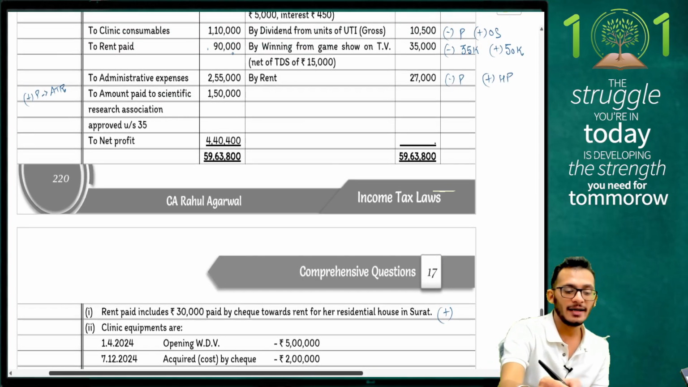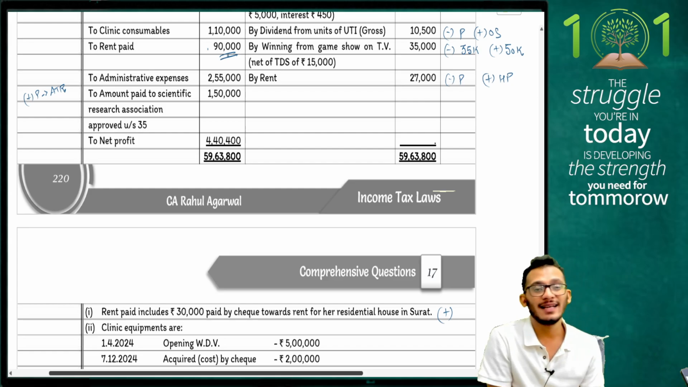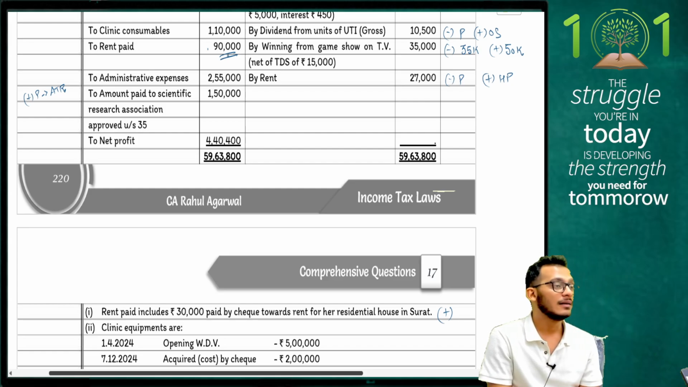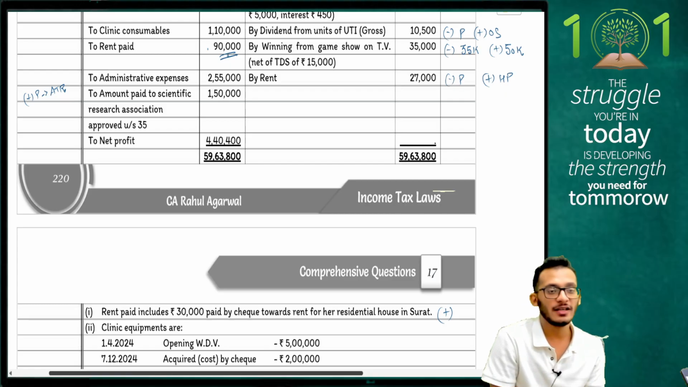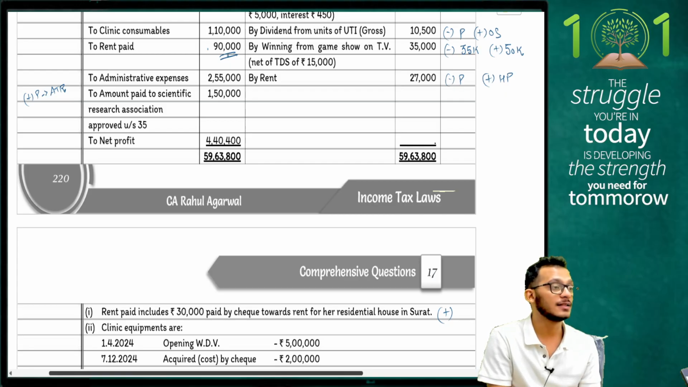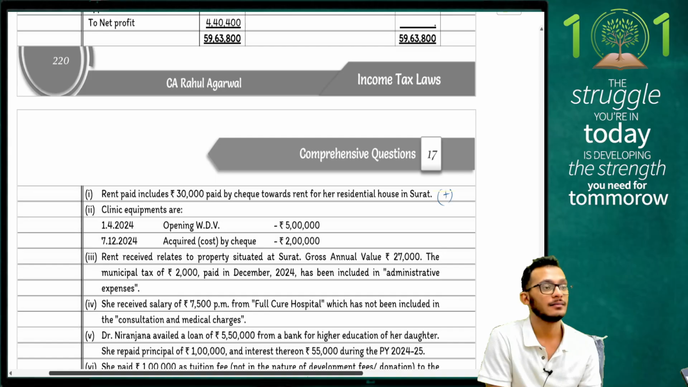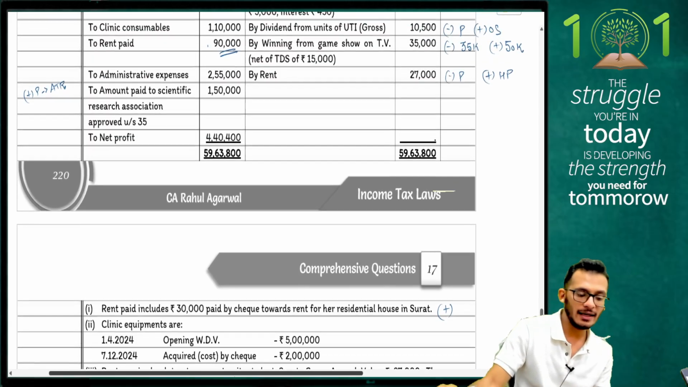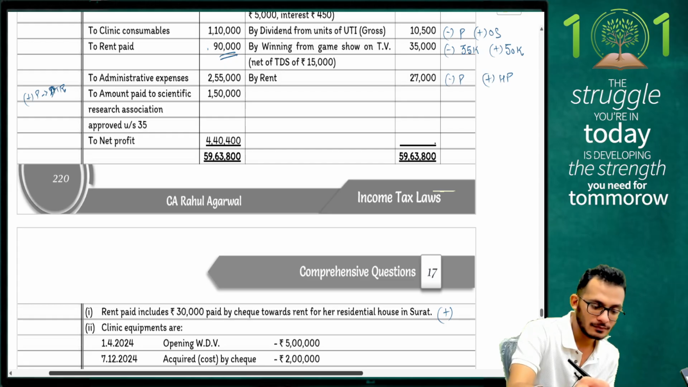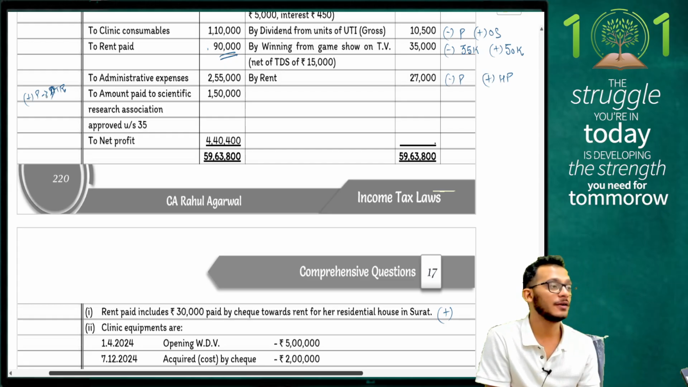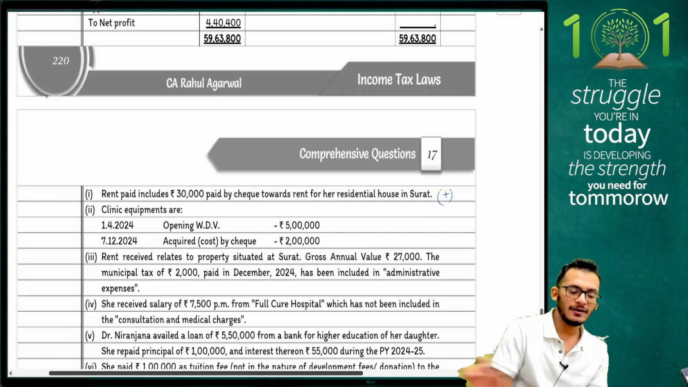People, rent paid was how much? 90. Now look at this 90. In the 90, we have 30,000 paid for a personal house. Therefore, I will disallow it because it is personal expense. I will add it in DTR. I will ignore it in ATR. Yes. Next, I have clinical equipment.